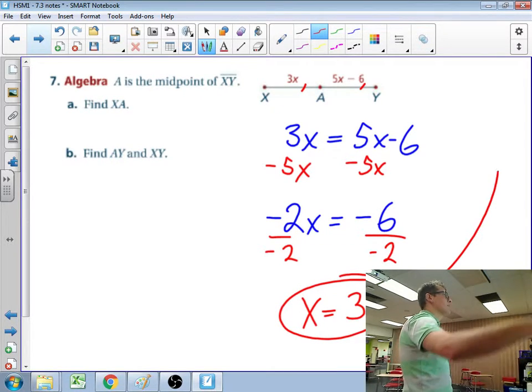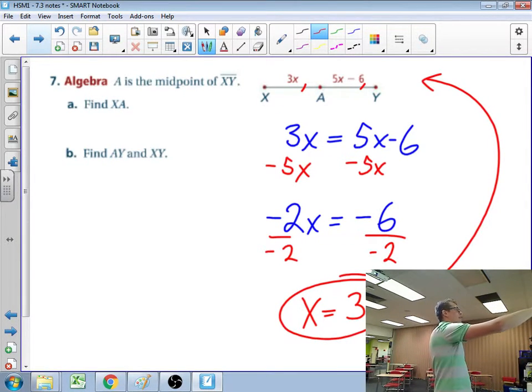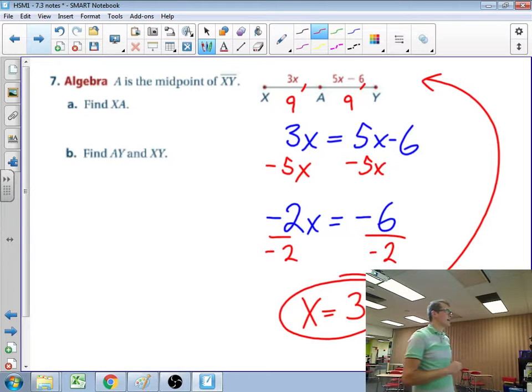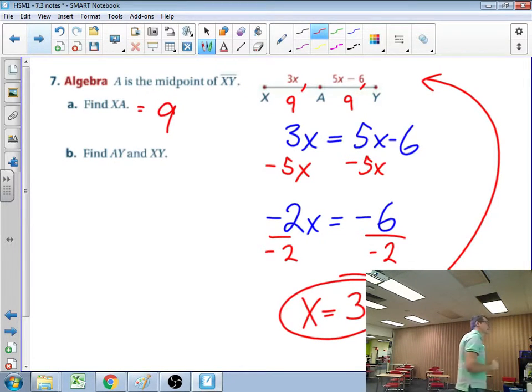We plug that in up here. 3 times 3 would be 9. 5 times 3 would be 15 minus 6, which also equals 9. So they are both equal to 9. XA equals 9. Then it says find AY and XY. Well, we already found AY when we were finding XA. So now XY is just the sum of the two segments, so we know that would be 18.